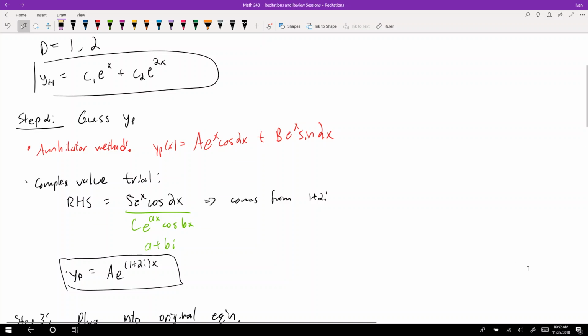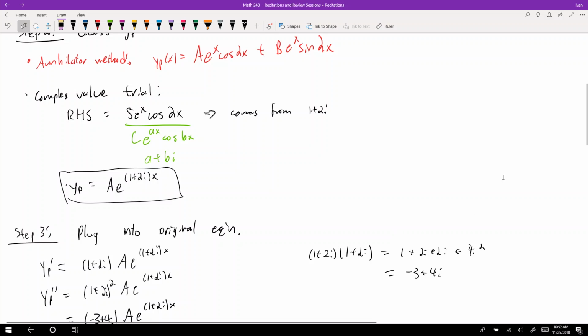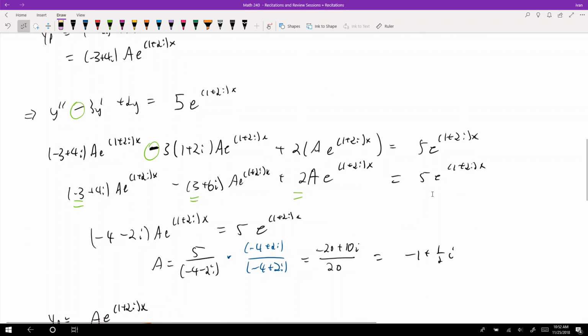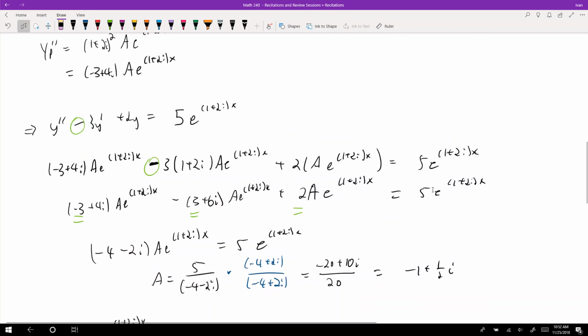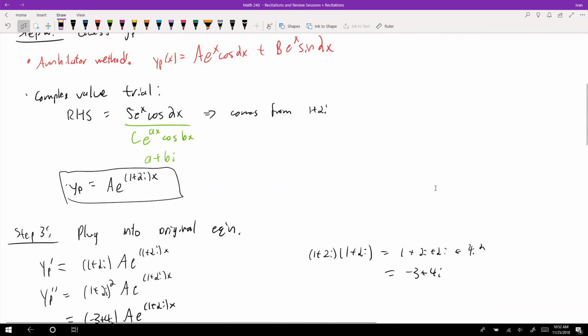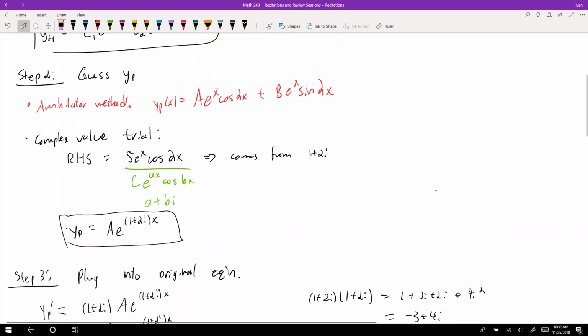So it really comes down to, do you prefer having a lot of terms using the product rule, or do you prefer working with complex numbers? Personally, having fewer terms with the complex numbers makes it easier for me to keep my terms in check, so I do prefer using complex-valued trial. But either way works well.